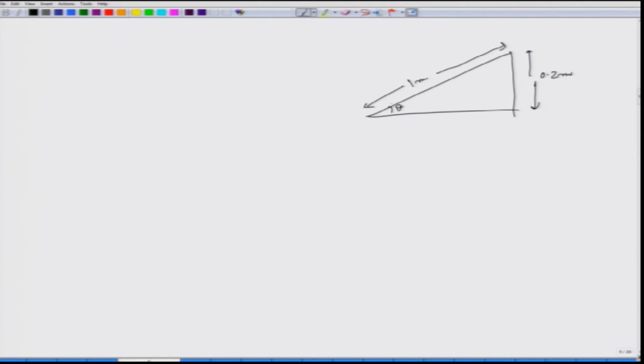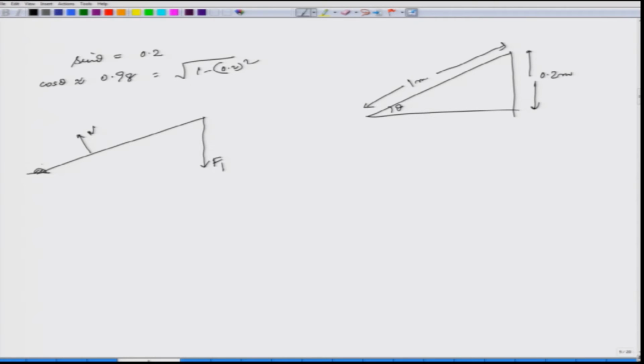So let us call this angle theta. So we can write sin theta is 0.2, which gives me cos theta is nearly equal to 0.98, which is equal to under root 1 minus 0.2 whole square. Now for the block, let us say for the hinge it is like this, normal is acting here, F1 is acting here.